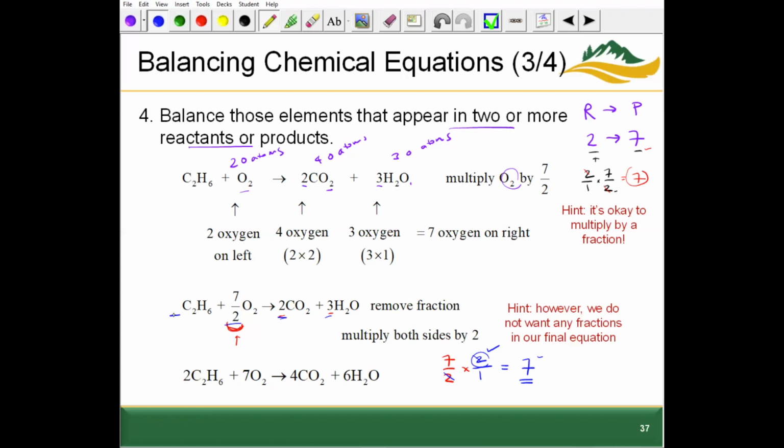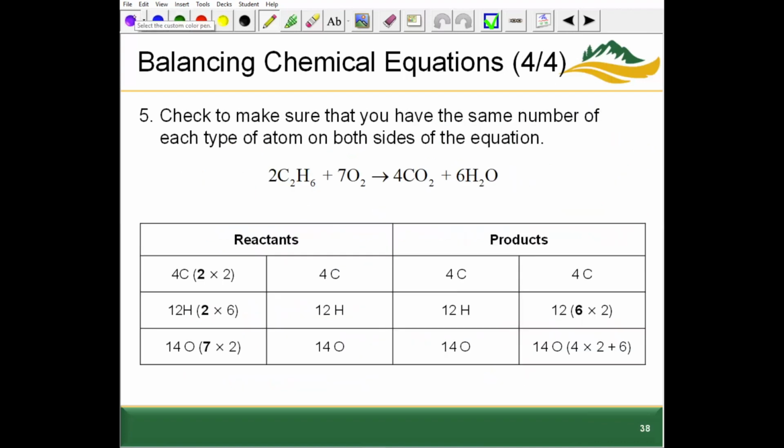So we multiply 1, remember this is an implied 1, by 2. 7 over 2 multiplied by 2 is just 7. 2 multiplied by 2 is 4. 3 multiplied by 2 is 6. So we don't have any fractions in these coefficients. At this point, we believe to be done. It is always super important to check your work.